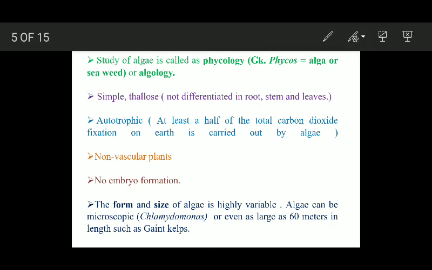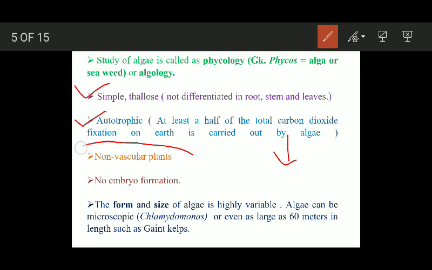The algae are simple, they are thallose, that means they are not differentiated into roots, stem and leaves. They are autotrophic because they possess photosynthetic pigment chlorophyll, and it is speculated, it is found that almost half of the fixation of carbon dioxide on earth is carried out by algae. Half of the fixation of carbon dioxide, that means half of the photosynthesis on earth, is done by algae.